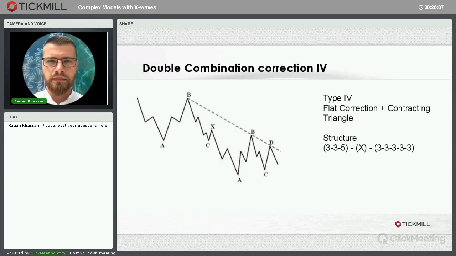Once the BD and BB signal lines are broken, it indicates the finish of the correction model and reversal of the trend to the trend direction. In the case of this scheme, it's the upside direction.